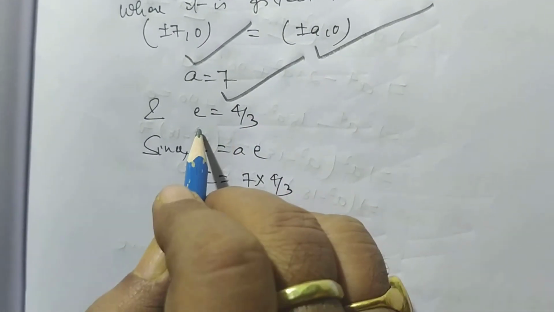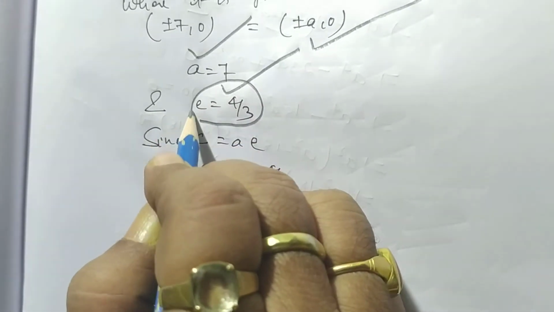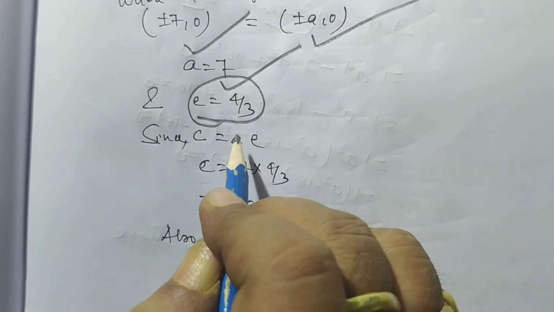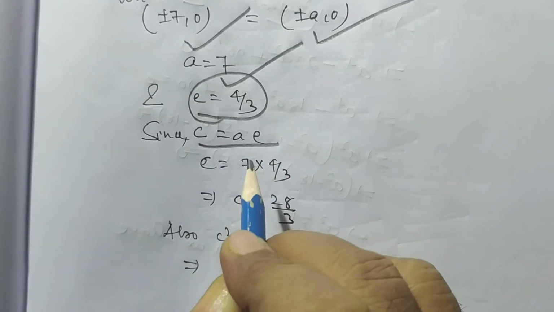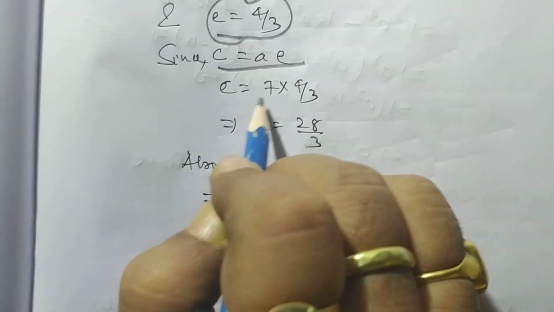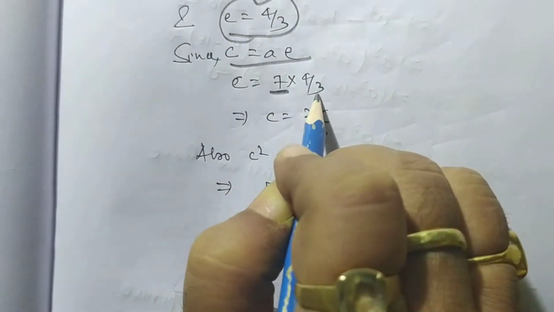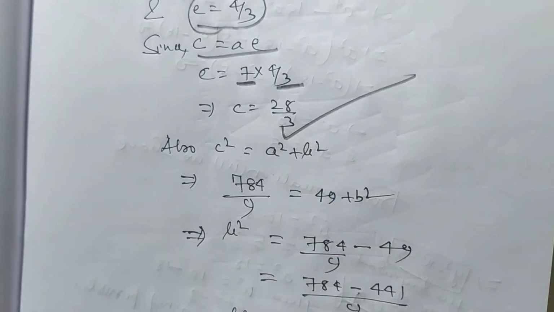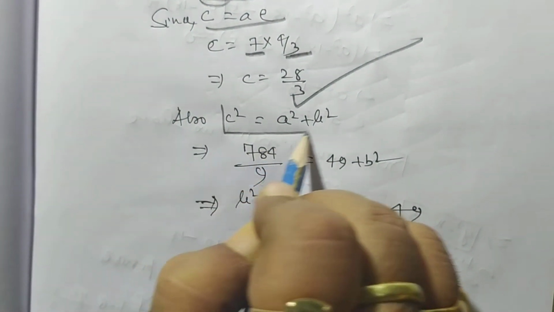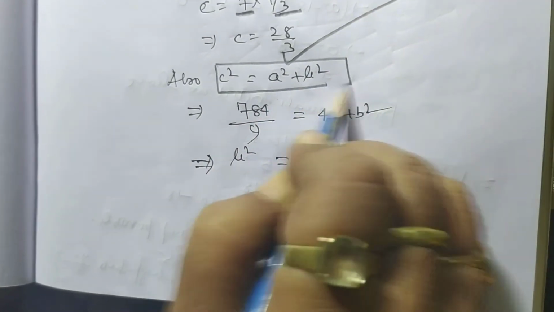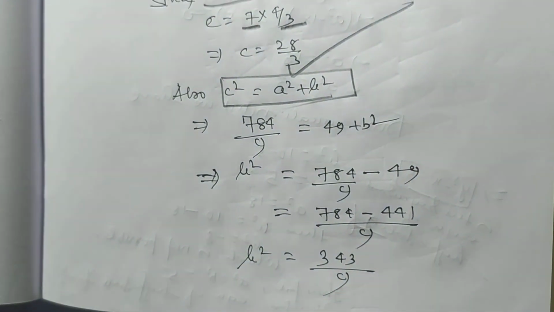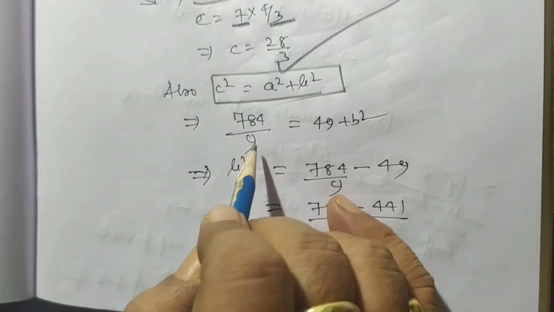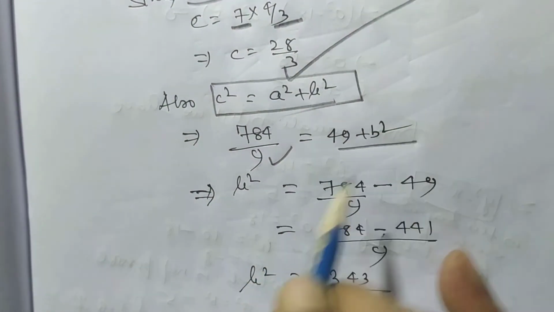So a is equal to 7, e is equal to c by a, that is e is equal to 4 by 3, or c is equal to a into e. So c is equal to 7 into 4 by 3, so we have the value of c is equal to 28 by 3. Now we apply this important formula, c square is equal to a square plus b square, 784 by 9 is equal to 49 plus b square.